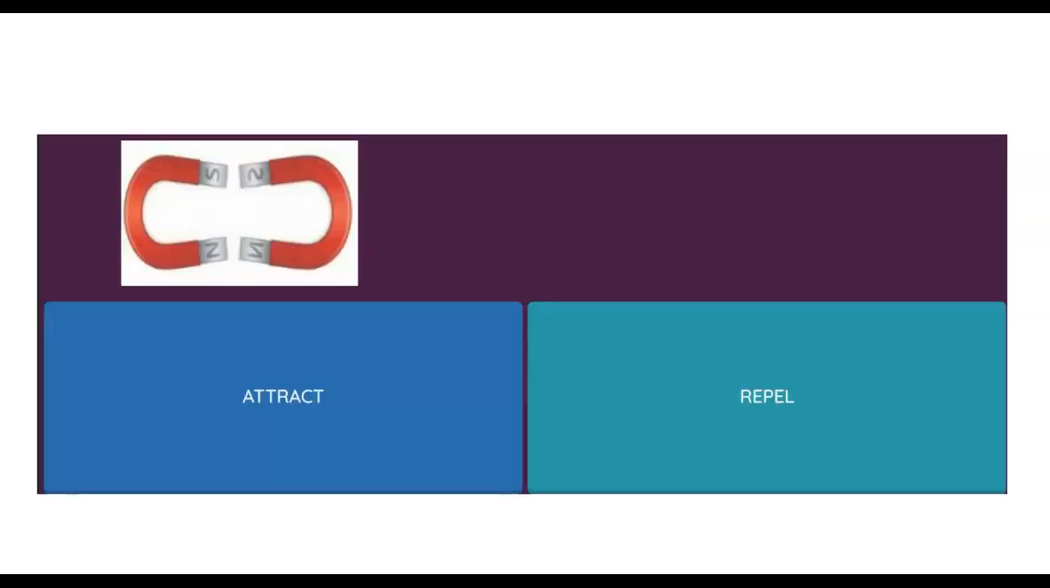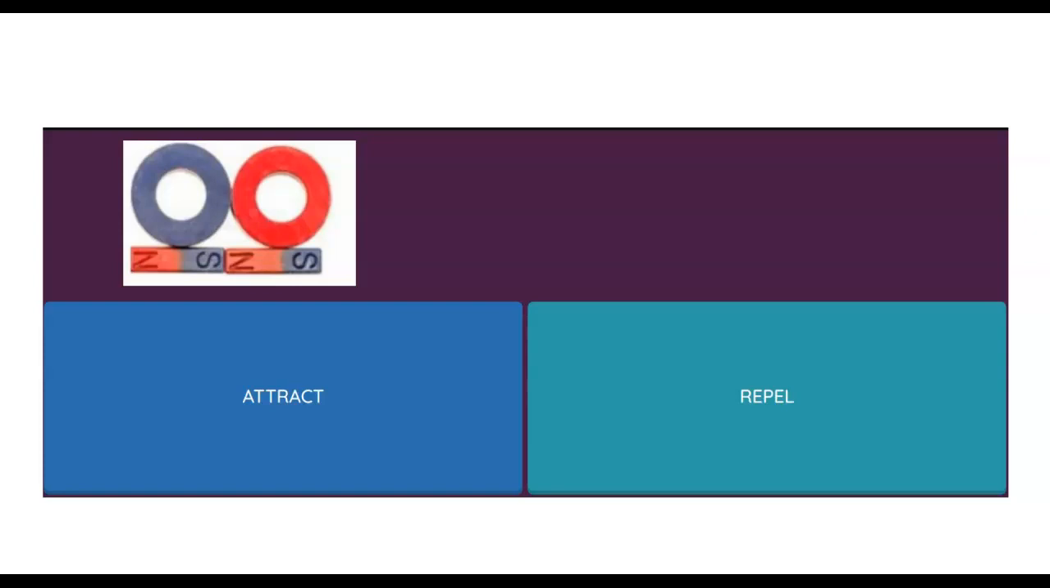Okay, so will it attract or will it repel? Okay, so let us reveal. It will repel because the poles are the same, north to north and south to south.